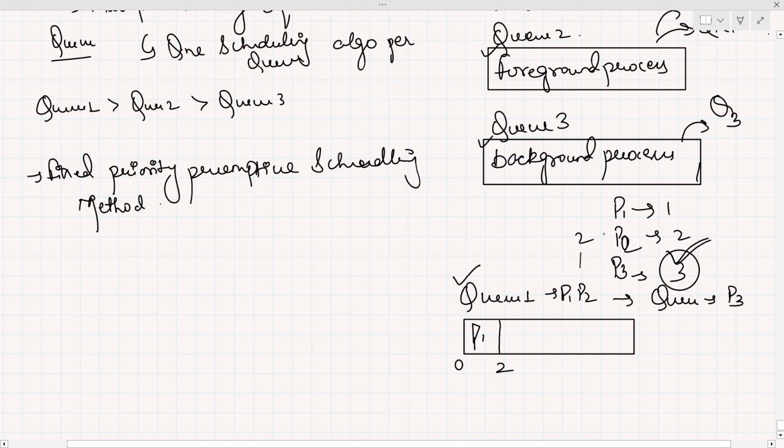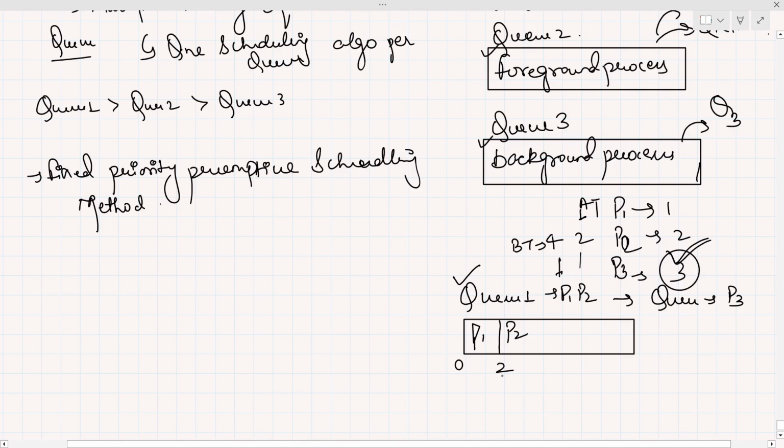and the arrival time of the P2 process is also 2. If this happens, then you have to provide CPU to the P2 process. Let's say that P1 is not completing; the burst time of P1 is, let's say, 4, and the arrival time for the P2 process is 2.